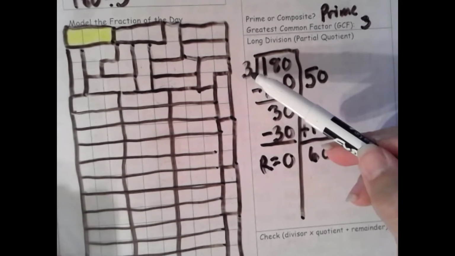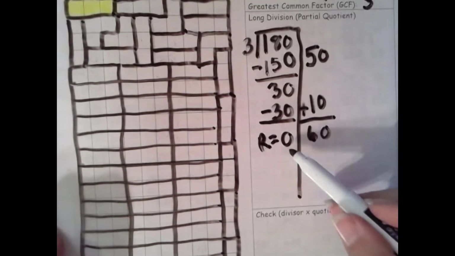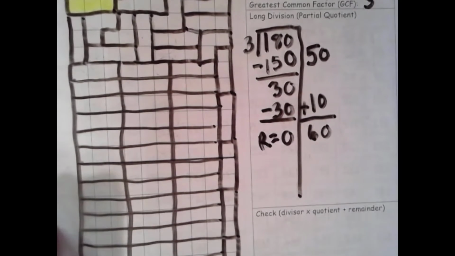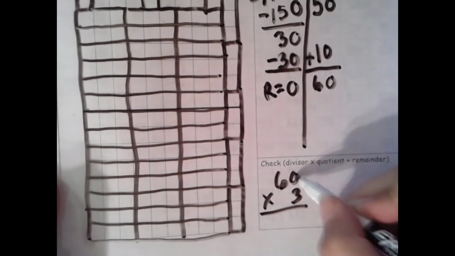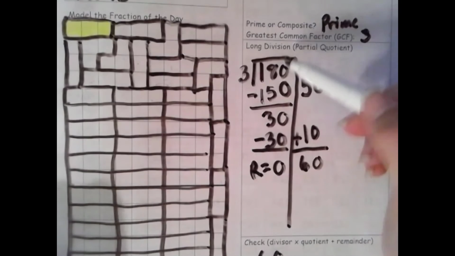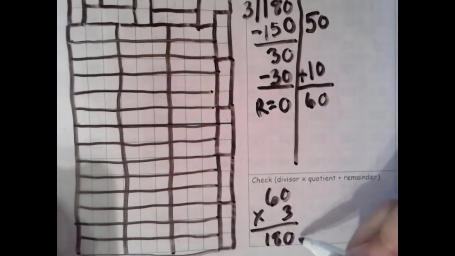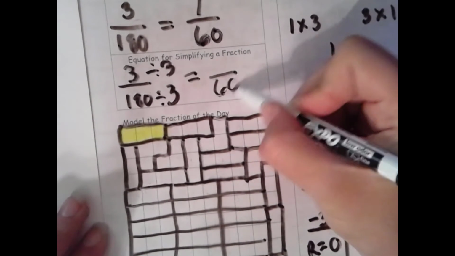So to check, I take my divisor, which is 3, times my quotient, which is 60, plus my remainder, which is 0. Now, since it's 0, and the identity property of addition says when you add 0, it stays the same, I don't need to go through adding 0 if it's just going to stay exactly the same. So I'm just going to do my divisor times my quotient. 3 times 0 is 0. 3 times 6 is 18. Now I see that that matches my dividend inside here, and that means check. I did get it correct, and my denominator is definitely 60.